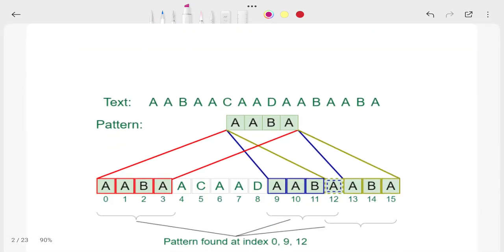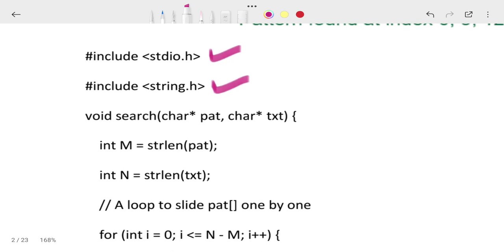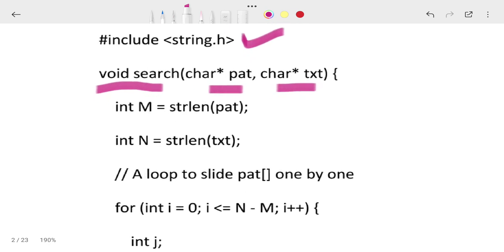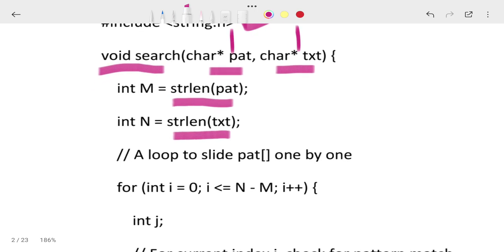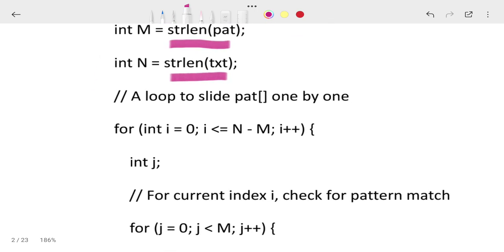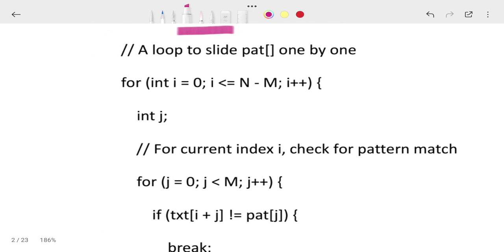I have written one code here. I am writing #include <stdio.h> for printf and scanf, and string.h so it can read the string. This is my function, void search. The return type is void, and inside there are two parameters, both character pointers. Now I am reading the size of the pattern and the size of the text, m and n, with integer type. After that I am using this for loop.